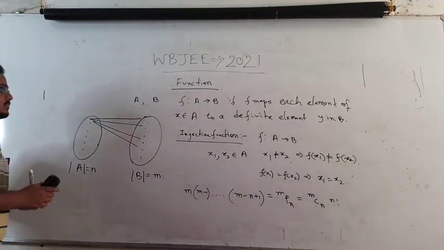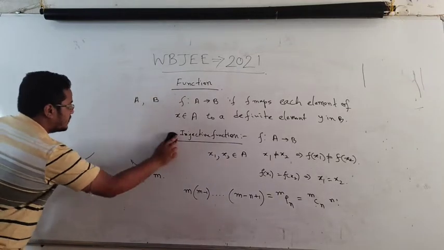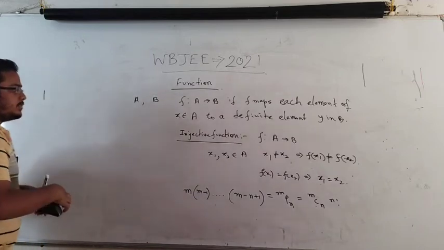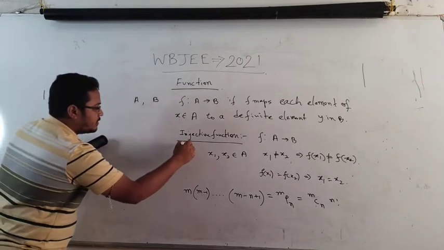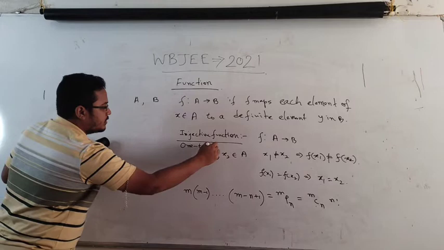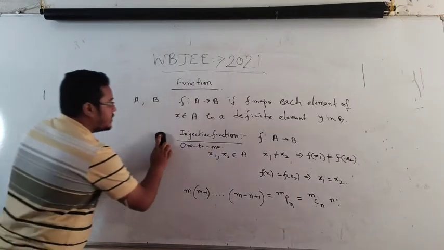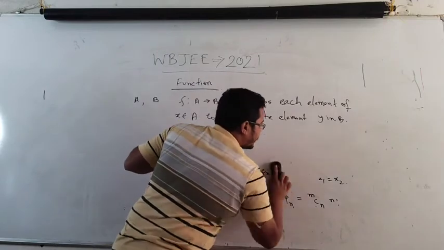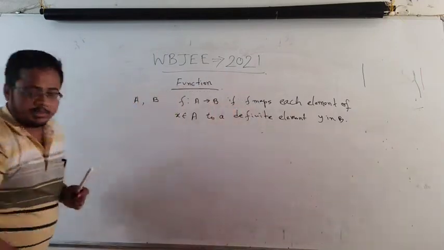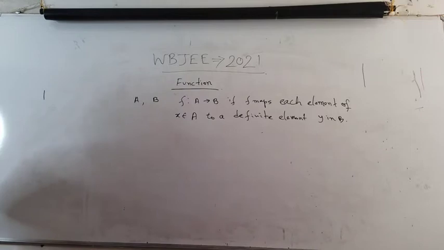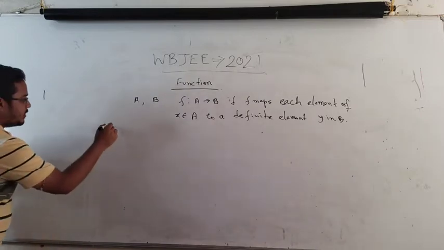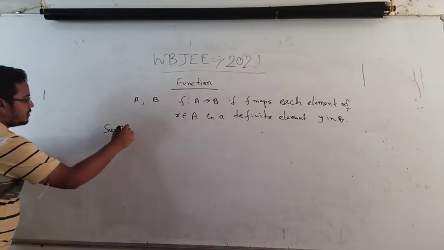Now we will discuss what is the onto function. Okay. And injective function actually has another name, it is called one-to-one function. So we will now try to understand what is surjective function. So surjective function is defined as follows.